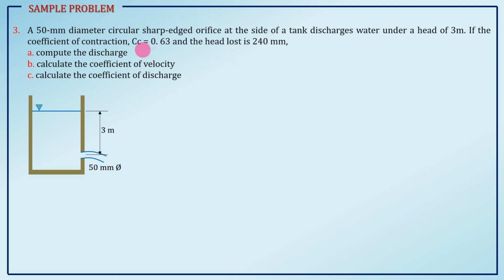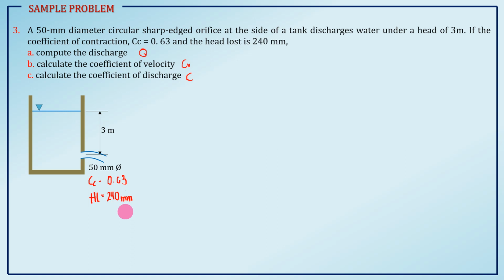So, Q, CV, and CD are what we are looking for. And the dimension of the orifice is given, 50 mm. CC is also given, 0.63. The head of water, 3 meters, is given. And we have this head loss. So, where will we use the head loss? We will use it to get the actual values of discharge and velocity.